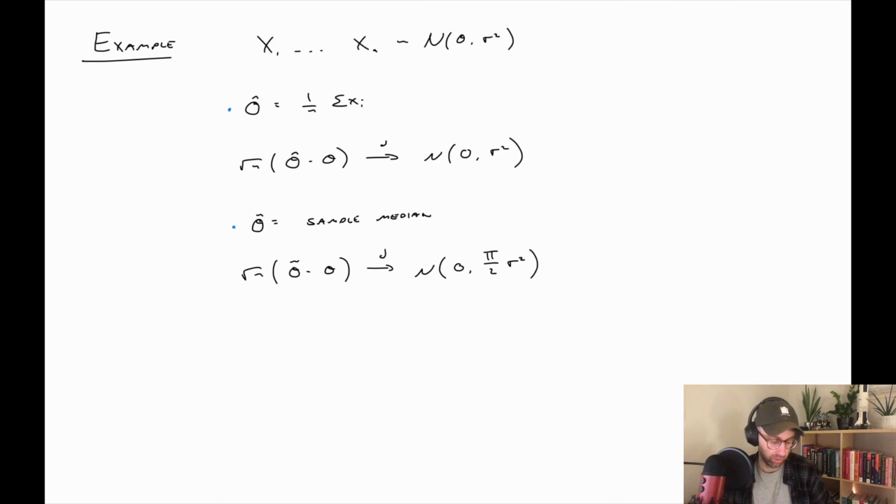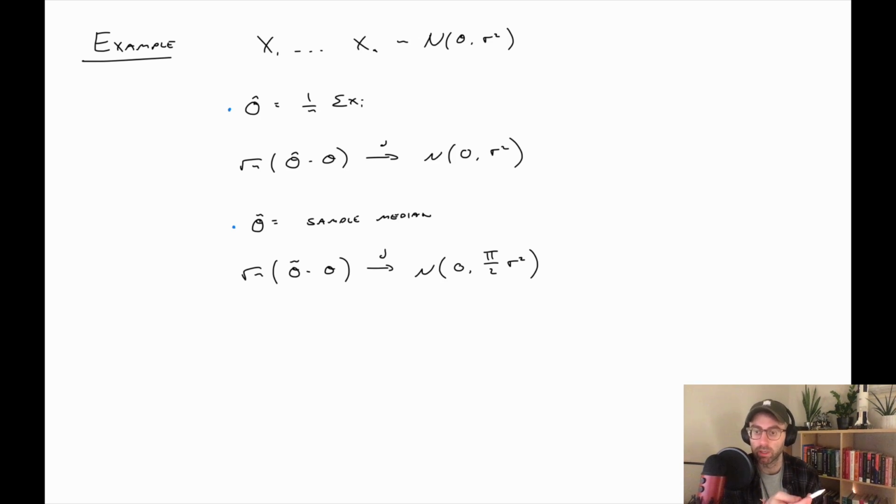Okay, so a quick example of this. Suppose we're in the good old situation where we have x1 through xn, normal with mean theta and variance sigma squared, and let's look at two different estimators. The first estimator we're going to look at for theta is the MLE, and we happen to know the limiting distribution of that. We've seen it a million times already. Then we'll look at a different estimator, theta tilde, which we will define to be the sample median.